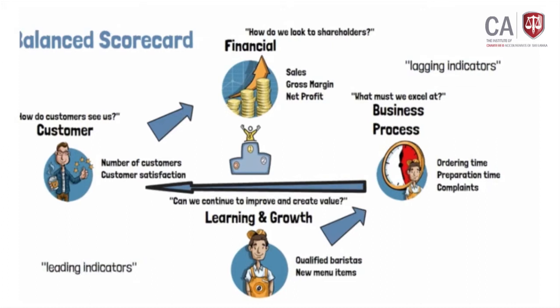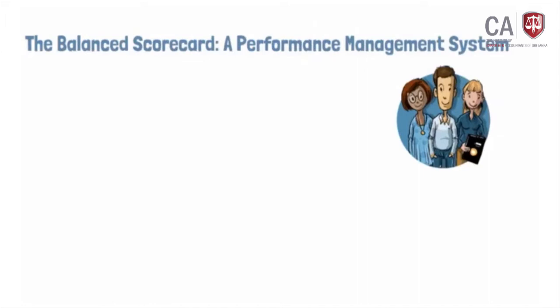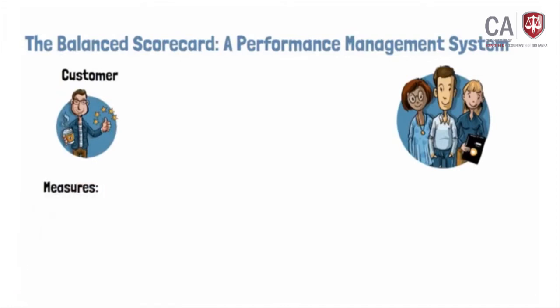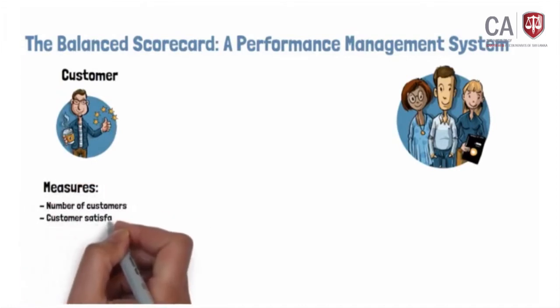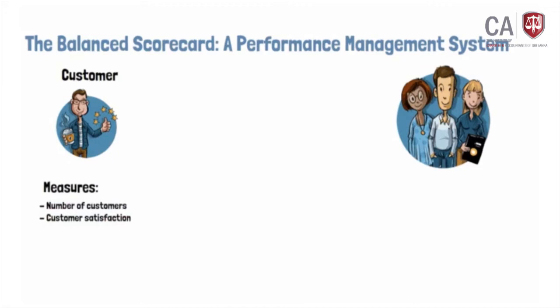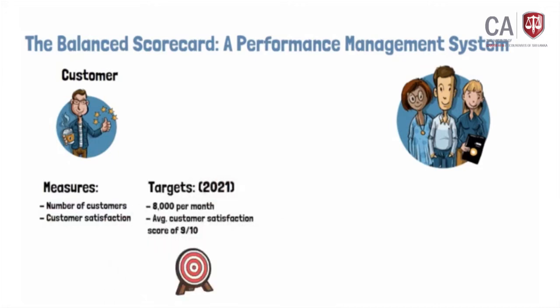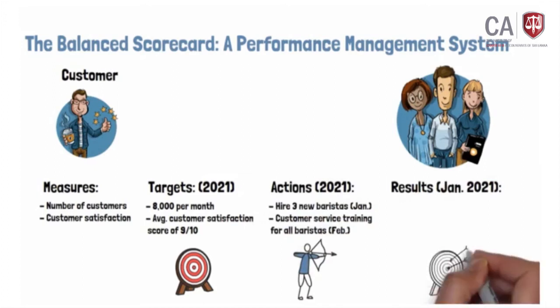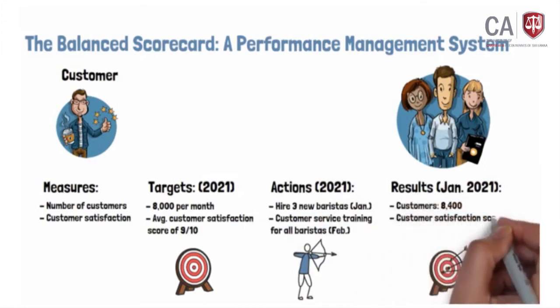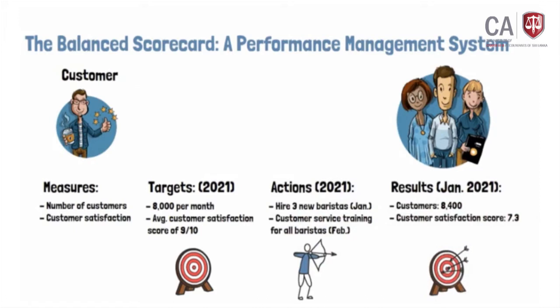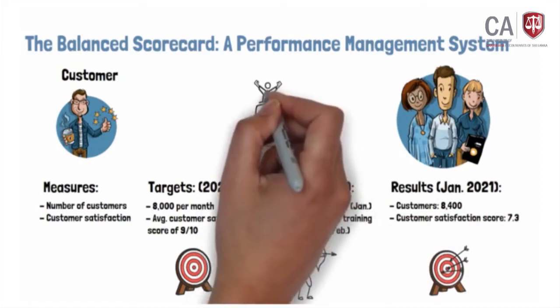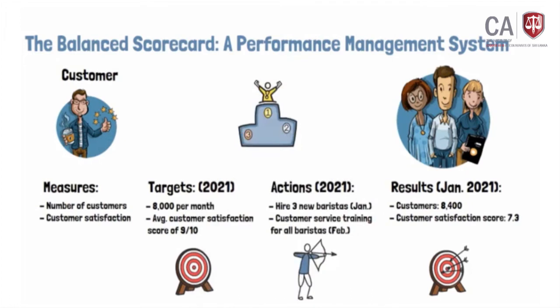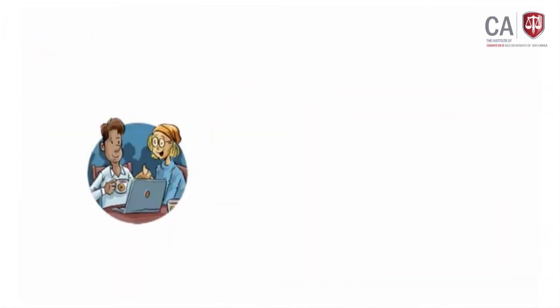The balanced scorecard can serve as a performance management system for the entire company. As an example, for the customer dimension of the balanced scorecard, say your coffee shop wants to maximize the number of customers and the level of customer satisfaction. It can then set specific targets for each of these goals and define a range of actions in order to reach these goals. Once this is done, the company can use the scorecard to track progress and take any corrective actions that may be needed. In this way, all the actions of a company are aligned with each other and contribute towards reaching its overall goal. That concludes the balanced scorecard.